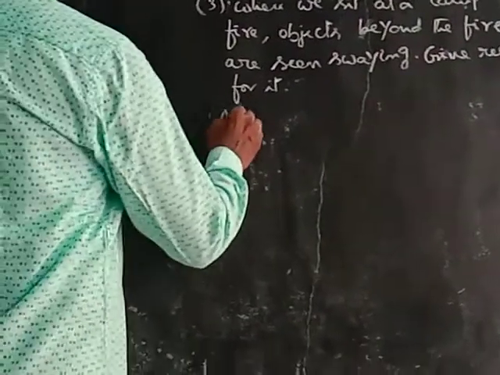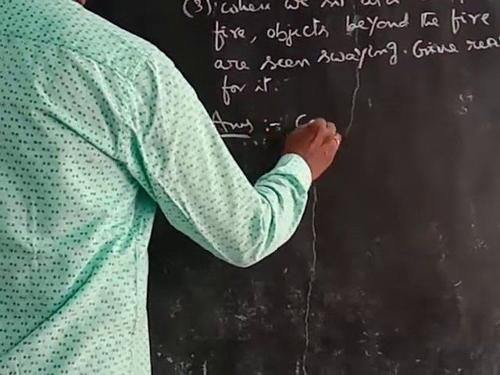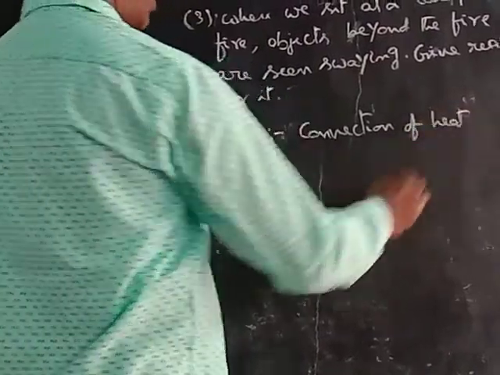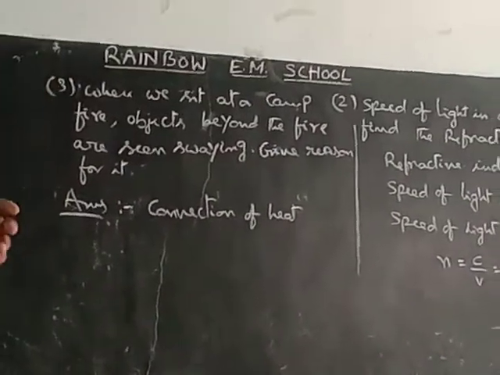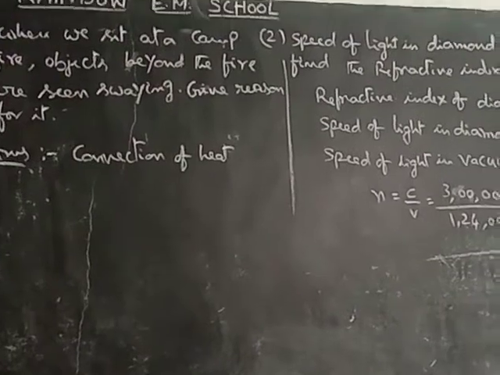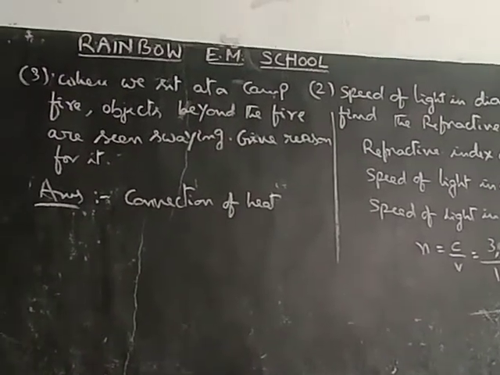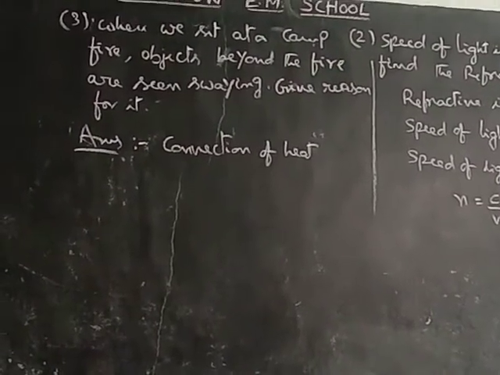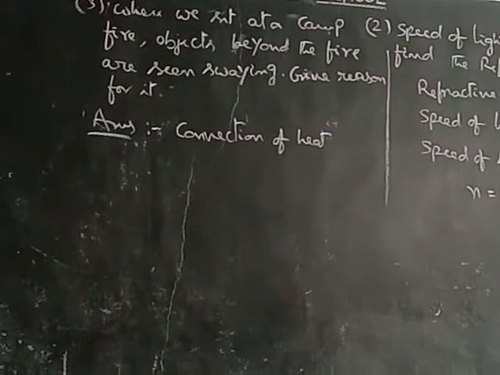The reason is convection. Because of convection of heat. In convection, heat always flows by the movement of the particles. At this campfire, the air near the campfire is of less density. Far away from the campfire is more density. Because of the varying density, the refractive index also varies. That's why, because of various densities and various refractive indices, the objects appear to be moving like this. That is swaying.